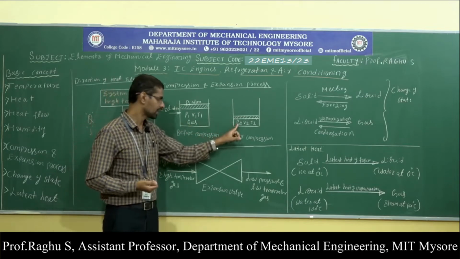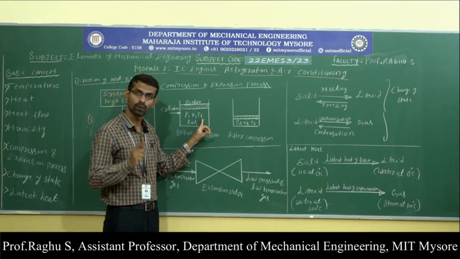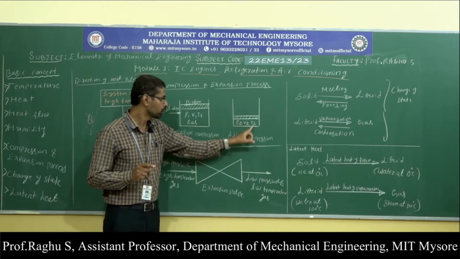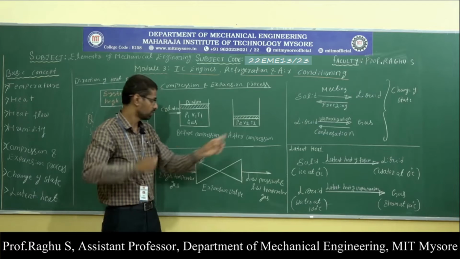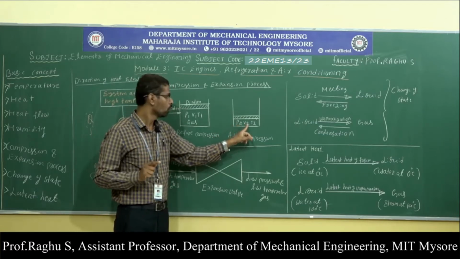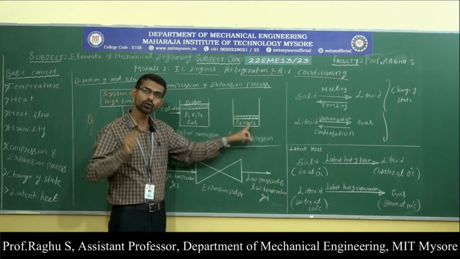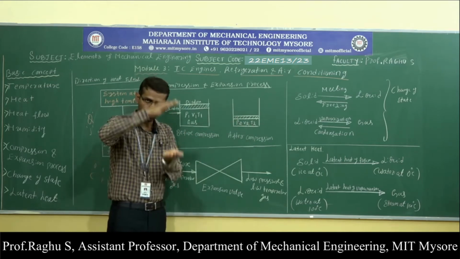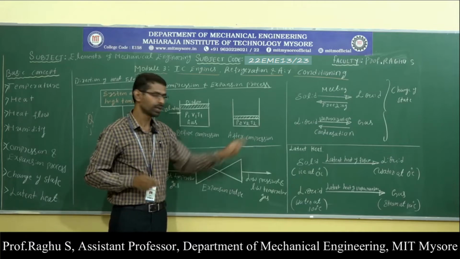So from this diagram it is clear that here P1, V1, T1 are the pressure, volume, and temperature before compression, and P2, V2, T2 are the pressure, volume, and temperature after compression. Due to the compression process, pressure increased, volume decreased. Observe here, volume decreased and temperature also increased.